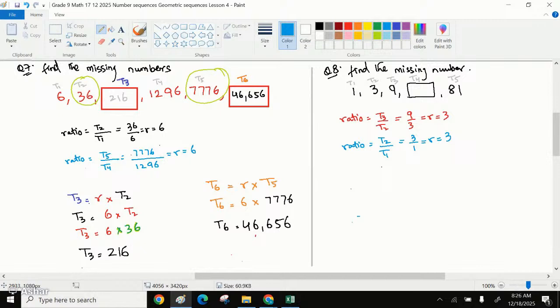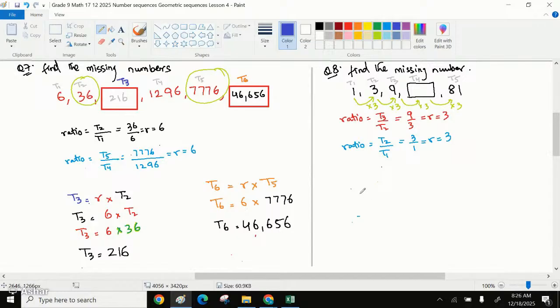So if we already have the ratio, that means each term is thrice the previous term. Times 3, this is times 3, right? You don't have to write these times 3 times. I'm just trying to explain. This is just the explanation.